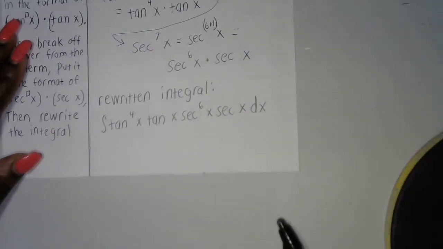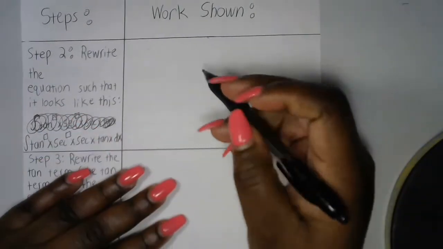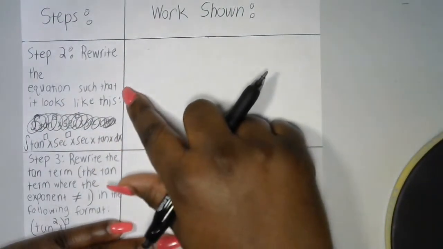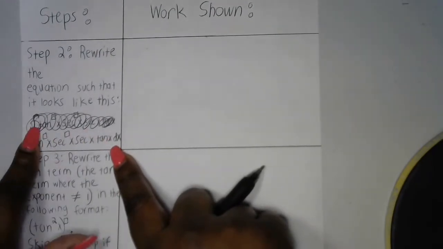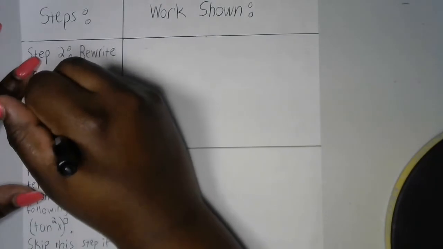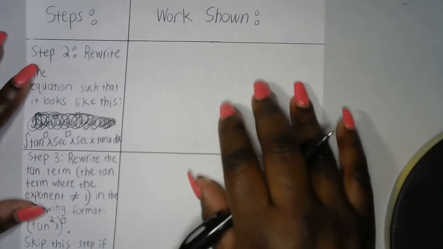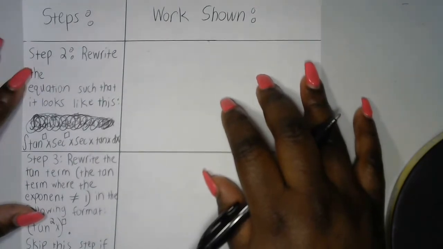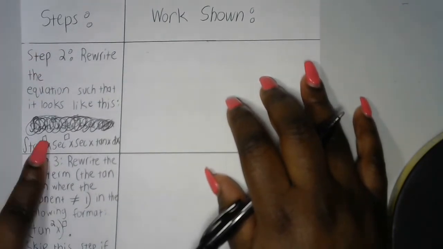Now let's go to step 2. For step 2, we're going to rewrite the equation such that it looks like this. Sorry, this was kind of a typo. I don't know why I didn't just put some white out on that like I usually do. Maybe I just got lazy when I was doing my notes. Sorry, guys. But anyway, we're going to rewrite the equation such that it looks like this.